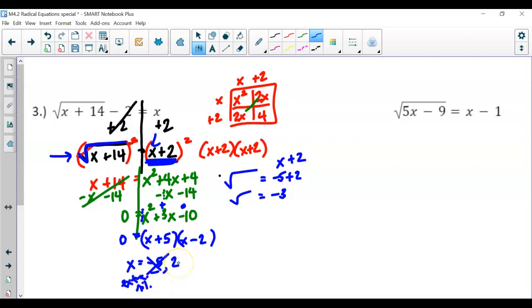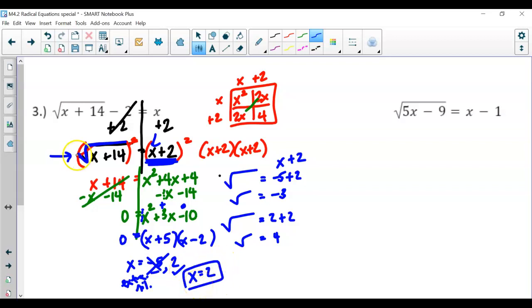So now let's check 2. The radical is equal to 2 plus 2. So can our radical equal 4? Yes, we can have that positive value here. So 2 is our only solution. X is equal to 2.